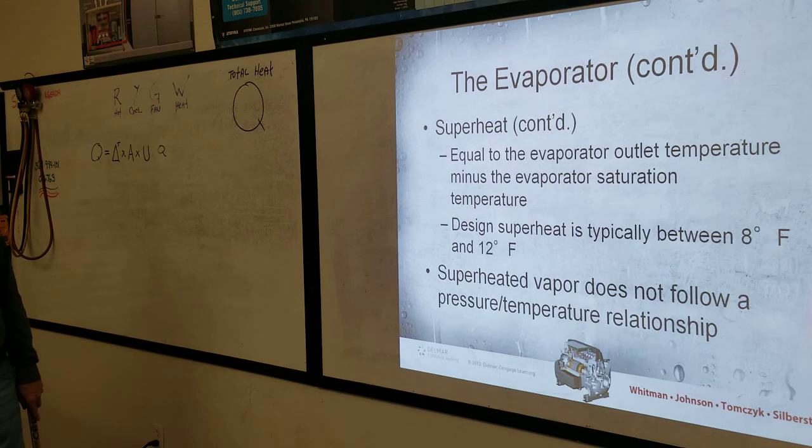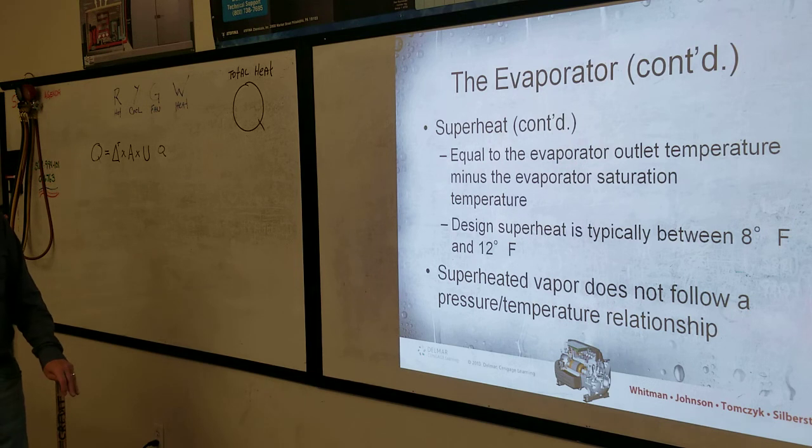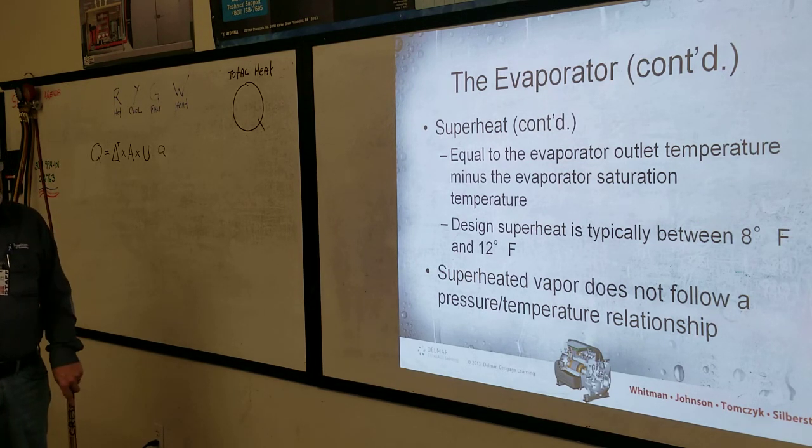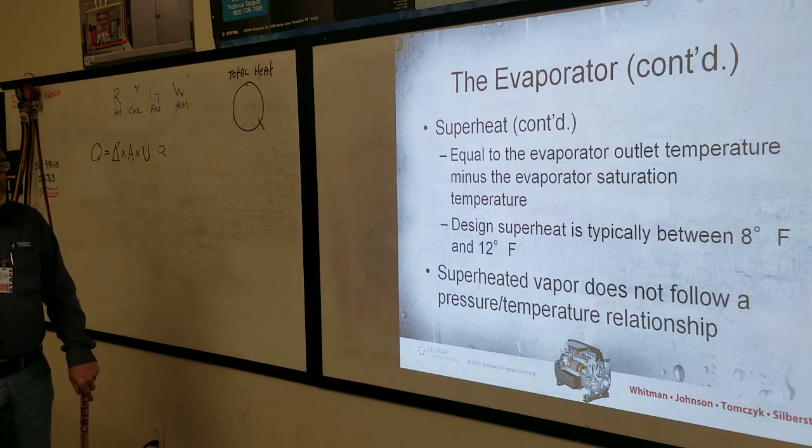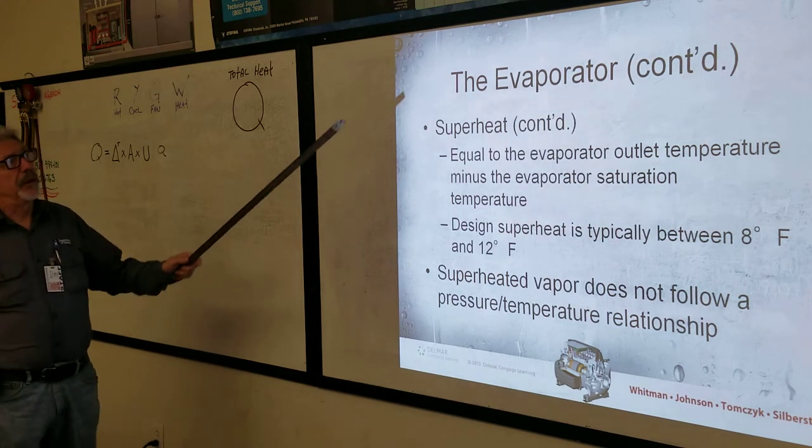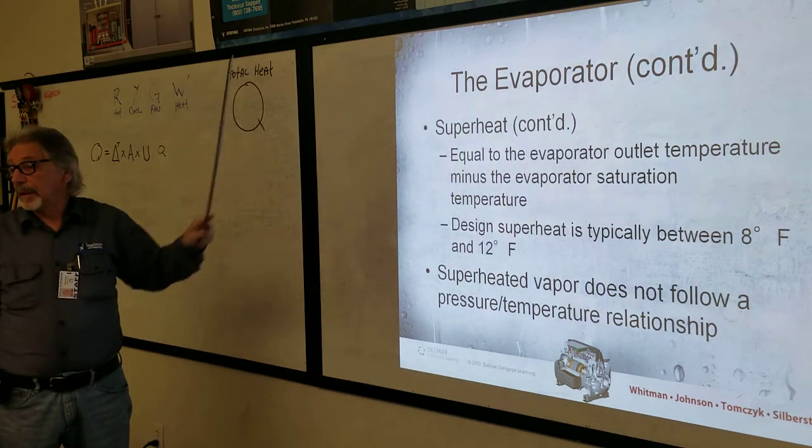The evaporator continues. Superheat equals the evaporator outlet temperature minus the evaporator saturation temperature. Design superheat is typically between 8 and 12 degrees Fahrenheit. Superheated vapor does not follow the pressure temperature relationship. Superheated vapor does not follow this chart. Okay.